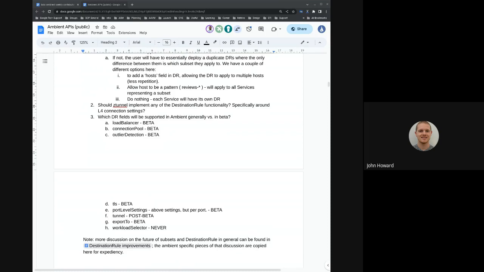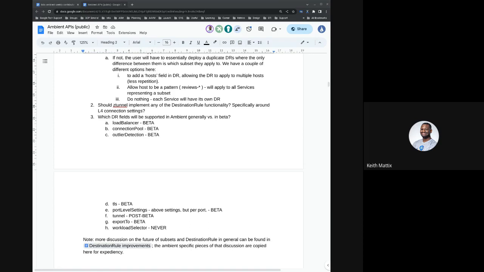Sorry, when we say ambient, are we talking about waypoints or ztunnel? I just had the same question. Because if it's ztunnel, the answer is established already, no destination rule. And if it's waypoint, then it's not L4, right? Okay, so that was what I wasn't clear on. So we're saying for ztunnel, no destination rule, period. Yeah, ztunnel's intent is to only support the authorization API. Okay, that's really good to know.